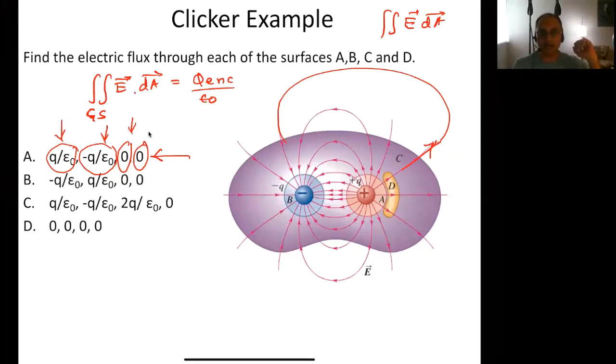Do you agree with that? And the same thing is true for surface D. The same field lines that are cutting the surface one way are also cutting the surface the other way. So this field line is cutting it on its way in and cutting it on its way out. And so that is why the flux is 0 for surface D as well. Is that clear to all of you?